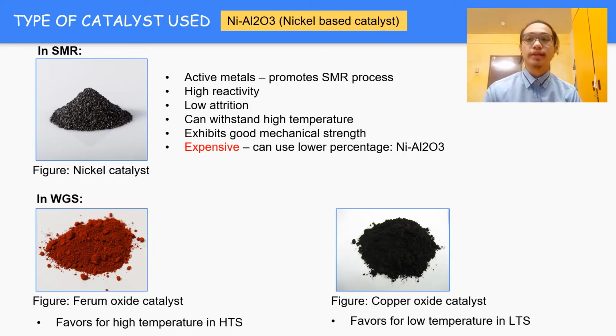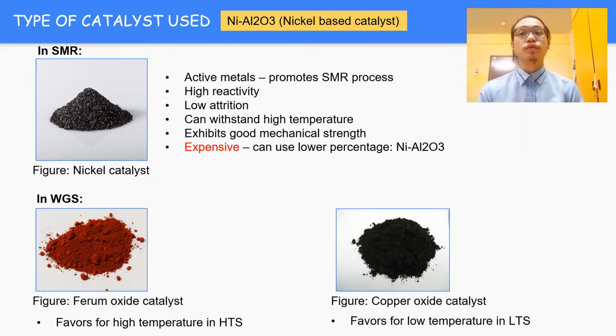Next is the type of catalyst used. So in the first reactor, which is the SMR reactor, we are proposing to use nickel catalyst. Why? Because it is an active metal which promotes the SMR process. Besides that, it also has high reactivity and low attrition. Attrition is low erosion.